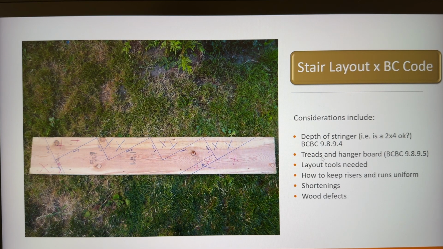We're going to talk about the layout tools, specifically the stair gauge, how to use it with the framing square to keep those risers and runs uniform. And then we're going to talk about, again, this hanger board shortening and this bottom first riser shortening, and the wood defects and checks and cracks and wood knots. So with the wood knots, you might need to shift the entire layout on a board to land the defects in the wood in the cutaway material.